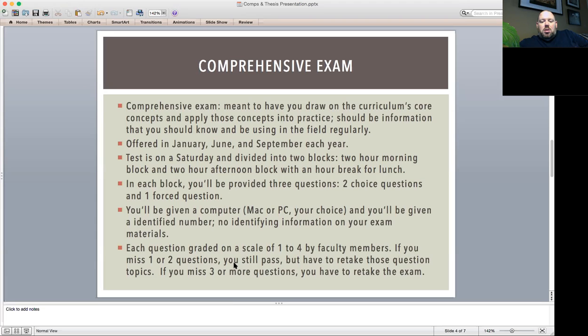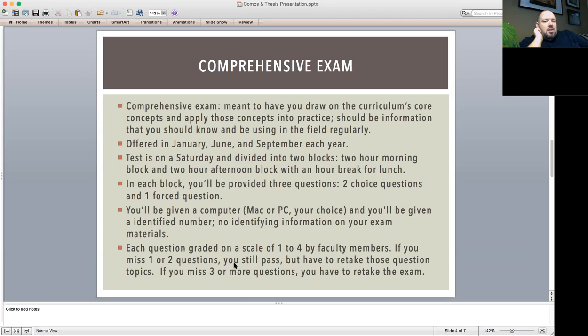Nowhere on any materials do you put your name. Everything is identified by a number, and when the faculty receive the exams, they are always printed out with a number on it with no identifying information. So when faculty are scoring each exam, we have absolutely no idea who has written that test. We go into this not knowing, and that's really important to us, okay?